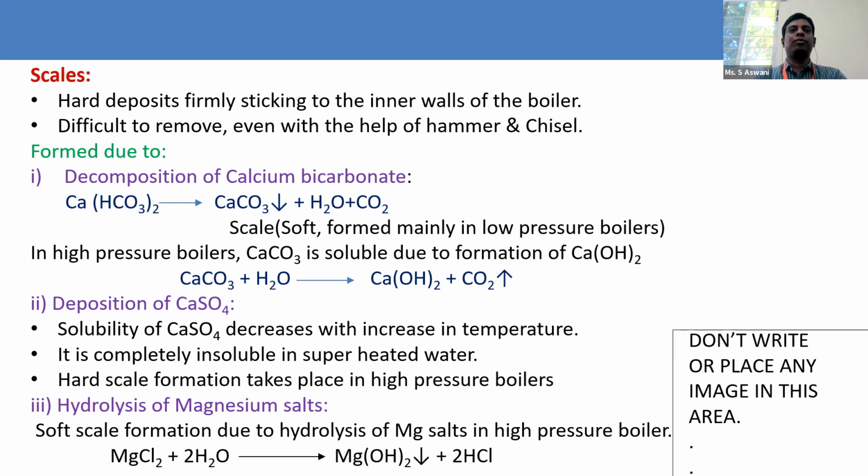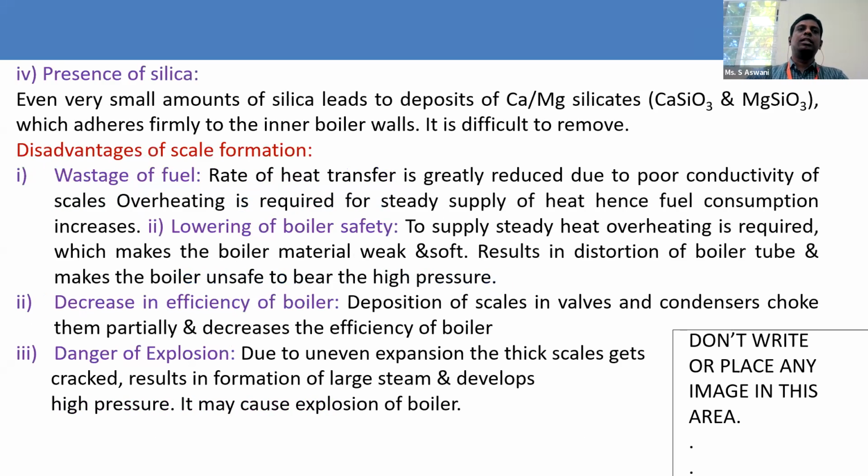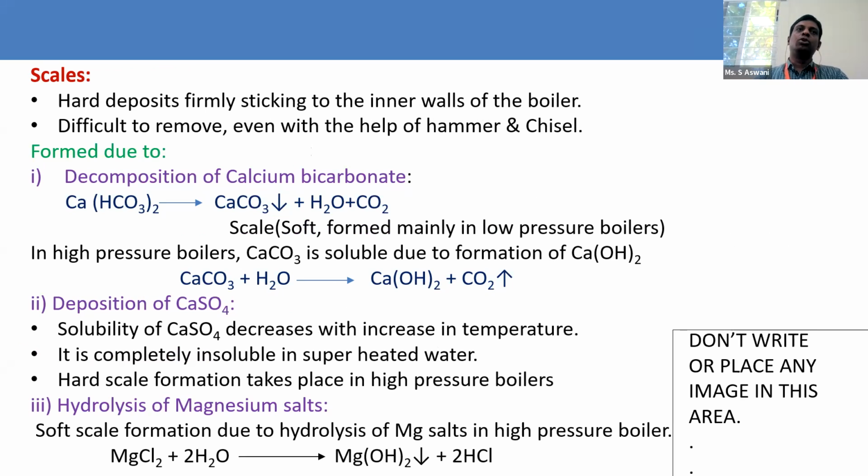That is one type of possibility. Especially this type of hard scale will form in high pressure boilers. And hydrolysis of magnesium salts. If magnesium salt and calcium salt are present, magnesium chloride, calcium chloride, what happens? They easily interact with the water molecule, then are converted to magnesium hydroxide and calcium hydroxide. This calcium hydroxide and magnesium hydroxide also cause scales. These are other disadvantages. So in scale formation, this is the possibility, hydrolysis of calcium and magnesium salts.